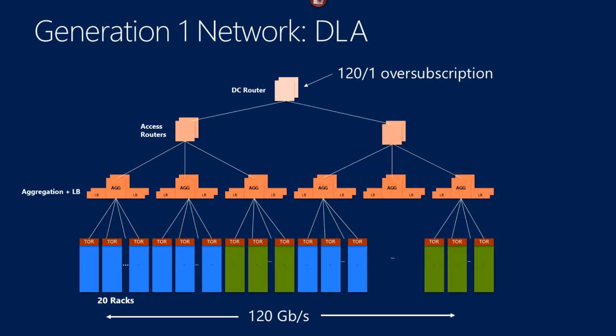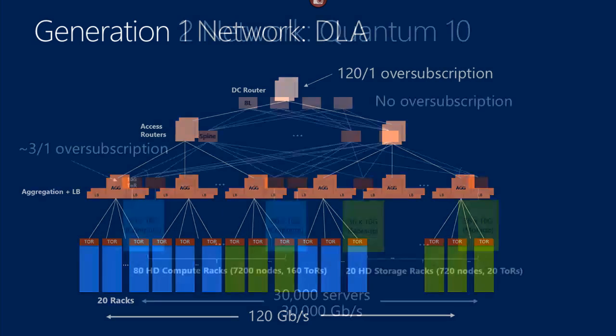Now, the problem with this architecture is you can see at the top, it's 120 to 1. If you're going from a server over there on the far right, talking to a server on the far left of the data center, the traffic is going all the way up to the DCR and then back down. And that DCR then becomes a bottleneck, 120 to 1 oversubscription, meaning the bandwidth that can come up to the DCR is 120 times what can go out of the DCR. And we also have a limited amount of bandwidth going east to west, 120 gigabits per second, basically, bandwidth from one side to the other. So really limited for east-west.